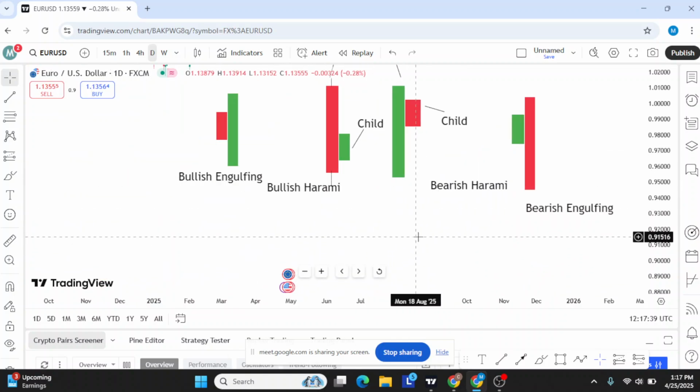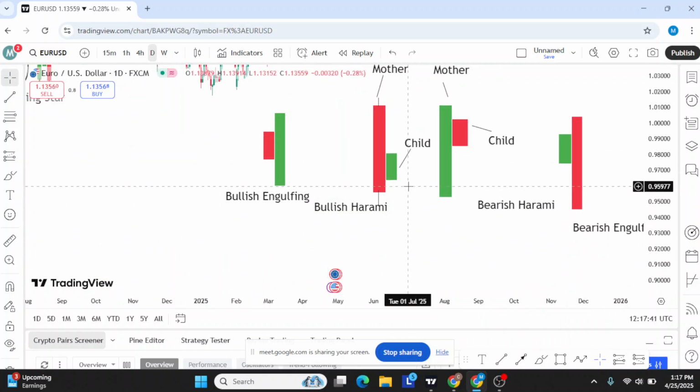So this is how you can differentiate. You don't want to mistake the bullish harami candle for a bullish engulfing or bearish engulfing.